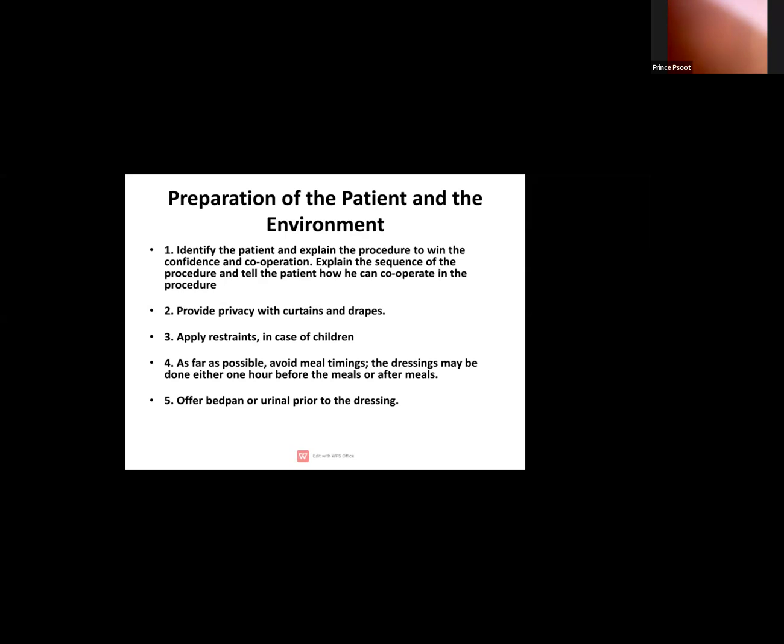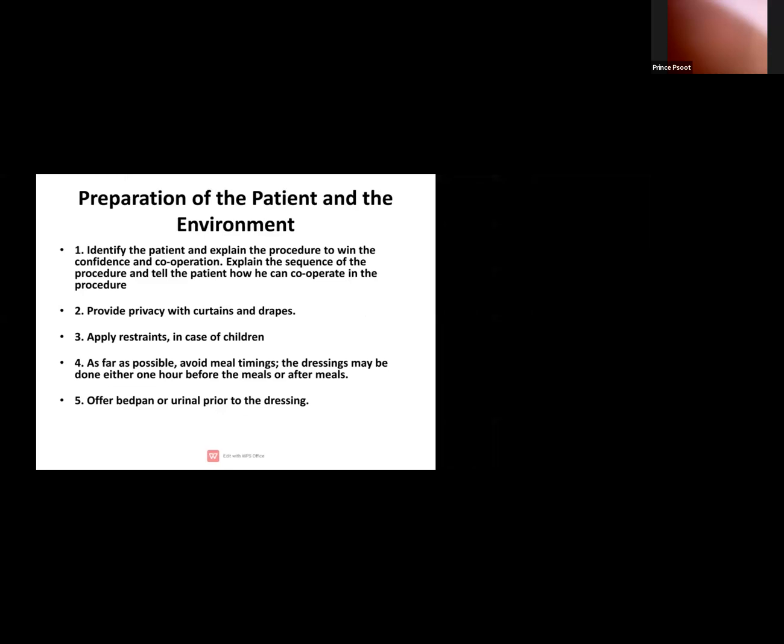Then, as far as possible, avoid meal timings. The dressings may be done either 1 hour before the meal or 1 hour after the meal. Then offer a bedpan or urinal prior to dressing in case the patient wants to ease themselves, so that we will not be doing the dressing and the patient says they want to go. Then give some analgesic if the patient is in pain before the dressing is done. For example, before dressing an extensive burn, you can give analgesic.